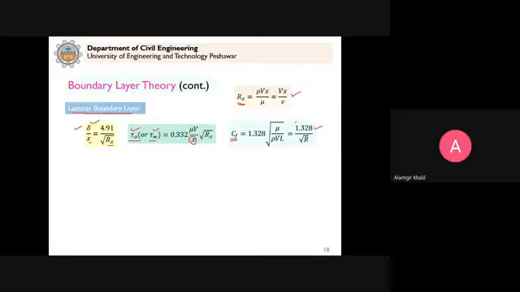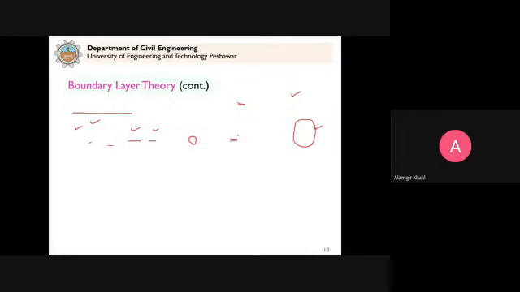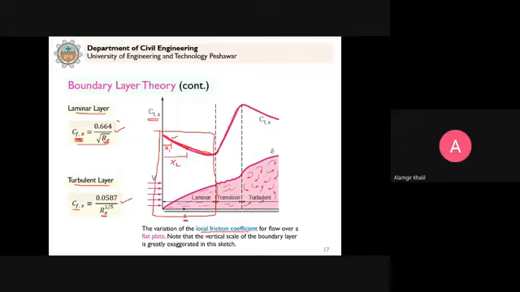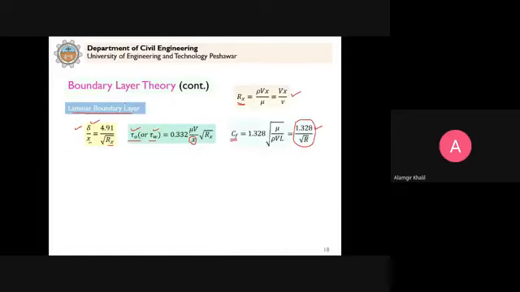CFX is equal to 1.328 into square root of R. So this will be for the entire length L that we want to calculate, whereas this one is for any distance x. You want to calculate the friction coefficient for the laminar layer, but that is for the entire length. When we have R, it is for the entire length L. This is the coefficient. Clear?